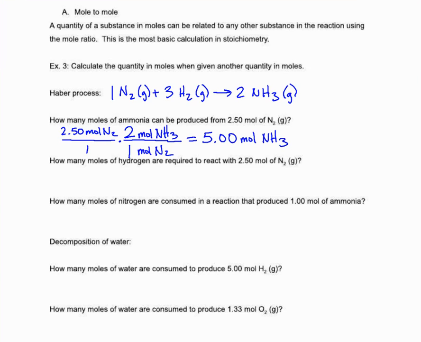Another question: how many moles of hydrogen are required to react with 2.5 moles of nitrogen? So now we're comparing these two things. I know how much nitrogen I have, and I know how much ammonia I can make from it. Now I need to know how much hydrogen do I need. On my cookie recipe, I said that I know I have 3 cups of sugar. How many cookies can I make? Well, now I have to figure out how much butter do I need to make that amount of cookies with 3 cups of sugar. And so we're just relating different quantities here.